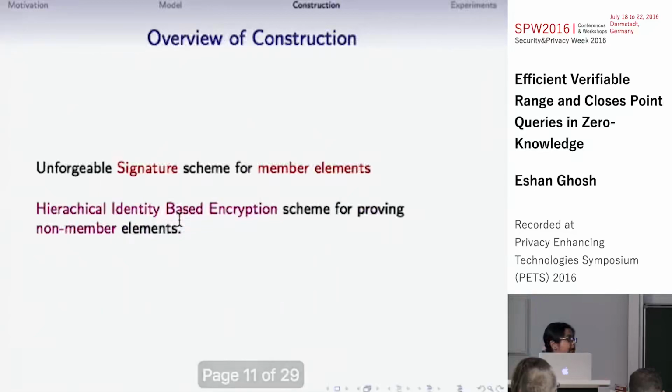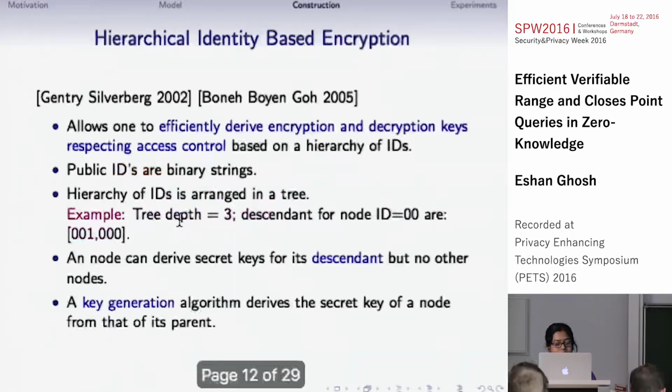So what is our idea? At a high level, the overview of our construction is to use signatures for the elements that are present in the database. That's very easy to do. But the challenging part is how to prove that the portions that are empty are indeed empty, without revealing anything else. And for that, we use hierarchical identity-based encryption. I will quickly recap what that means before we go to the construction.